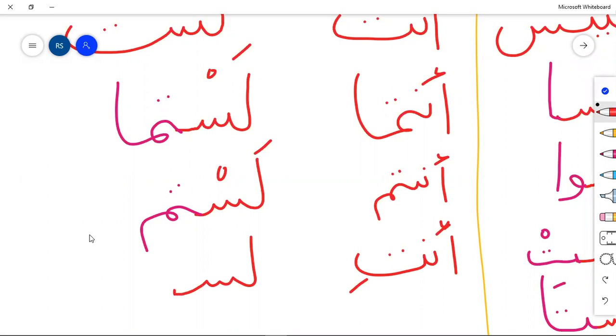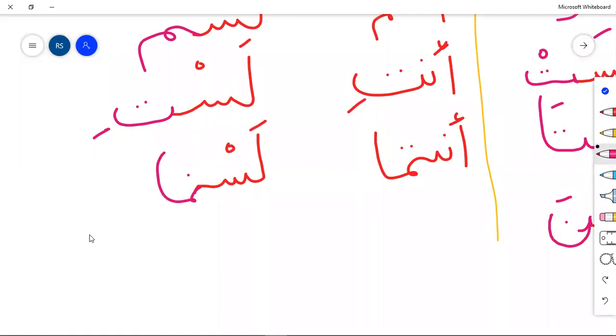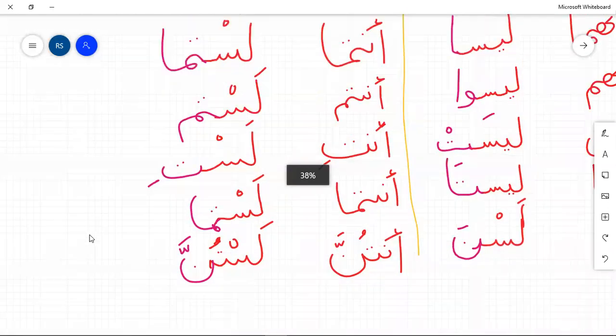Now, Miss Rizwana and Miss Rama, you both will remain silent for a while, okay? Sana. Others will answer. Antuma. Lastuma. Lastuma. Lastuma, okay. Then the last one is Antunna. Lastunna. Lastunna. So here we have completely the second person, Mukhatib.